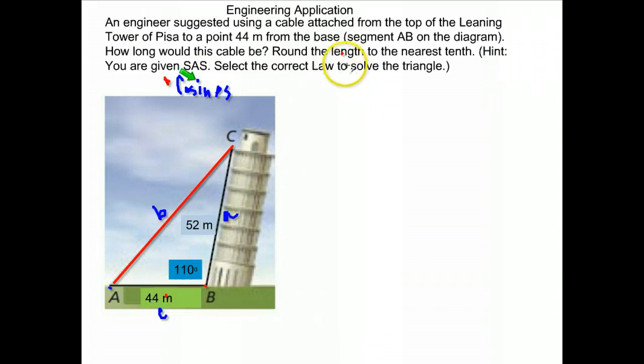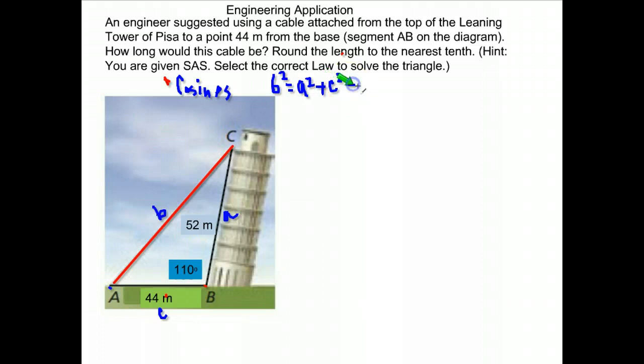We want to write out our law of cosines here. What are we looking for? We want to know the length of this cable. That's our little b. So we're going to have b squared equal to the other two sides squared, so a squared plus c squared.